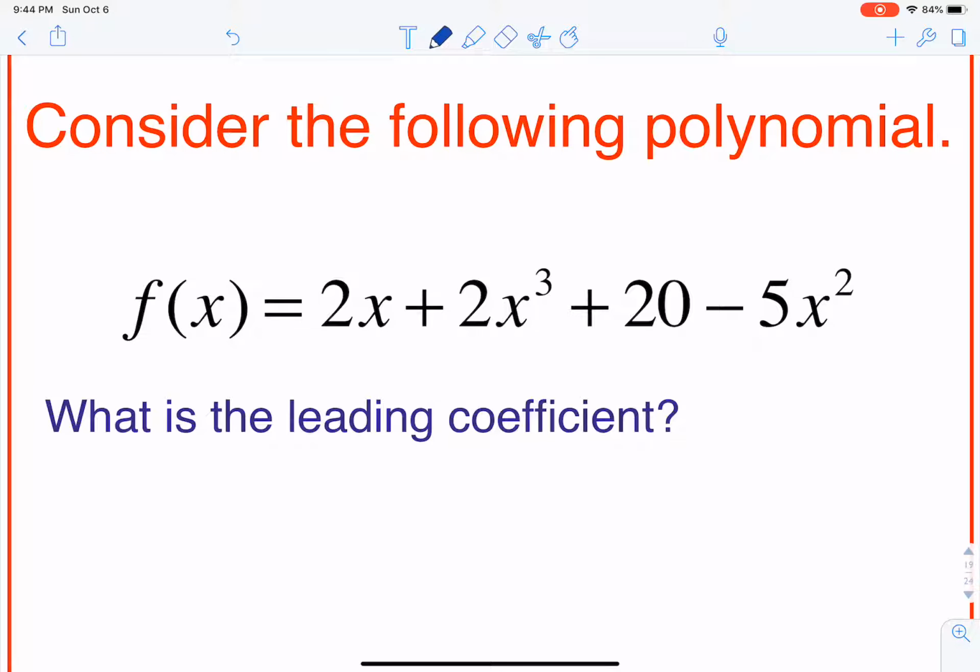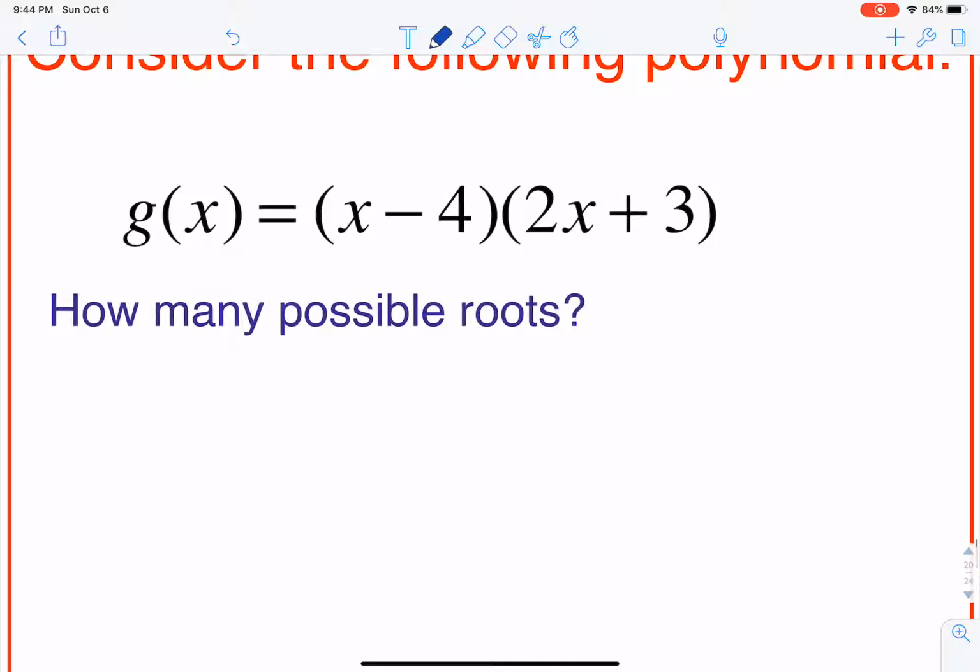What is the lead coefficient? My lead coefficient is not this number right here. It's the number that's paired with the largest degree. So the lead coefficient is 2. And it's not talking about this 2 right here, which could be a little bit misleading. It's talking about this value 2. How many possible roots does this have?